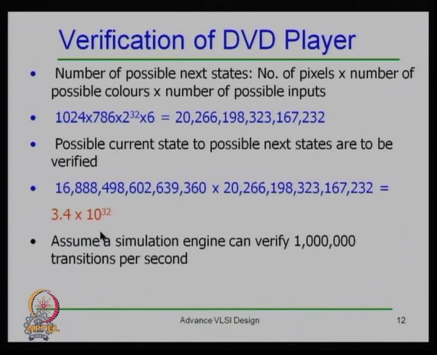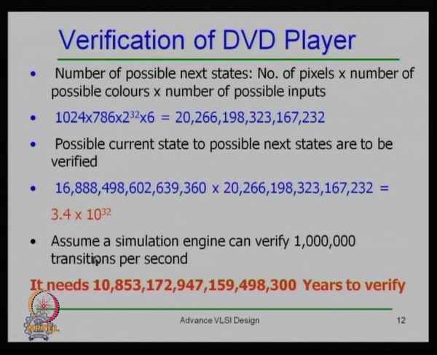Assume that we can verify 1 million transitions per second using a very fast simulation tool. In that case, it may take several trillion years to verify this design. That means whatever design we created today would be ready to manufacture after several trillion centuries, which is impractical. If you want to exhaustively verify your design, you need this many years, and that is impractical.